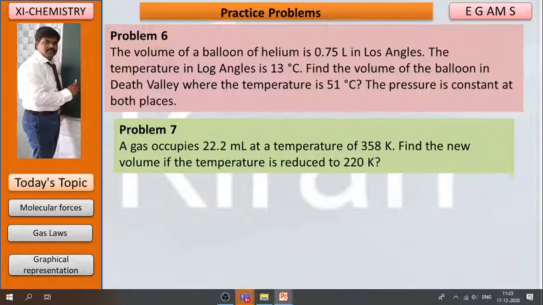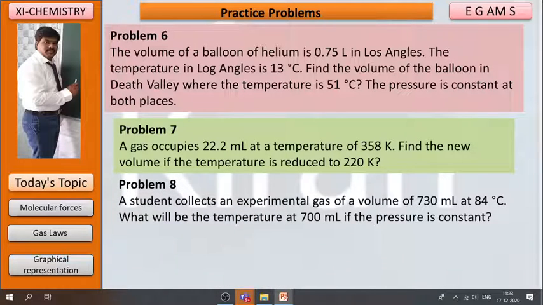Problem number 7. A gas occupies 22.2 milliliter at a temperature of 358 K. Find the new volume if the temperature is reduced to 220 K. Problem 8. A student collects an experimental gas of a volume 730 milliliters at 84 degrees centigrade. What will be the temperature at 700 ml if the pressure is constant? All the 3 values they have given.